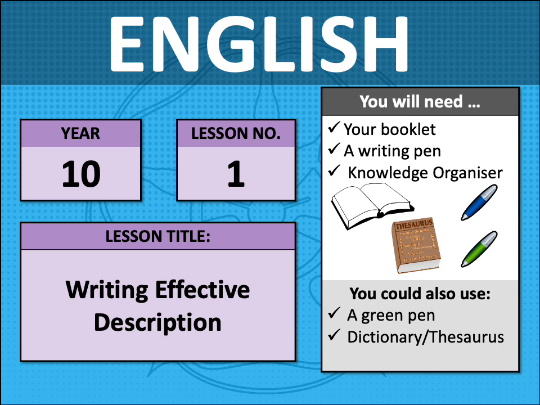For this lesson, you're going to need, just like last time, your booklet, a writing pen and the knowledge organiser page that's in your booklet. You could also use your trusty green pen and a dictionary and thesaurus. Again, if you haven't got those things ready, do press pause, go and grab them and press play again when you're ready.